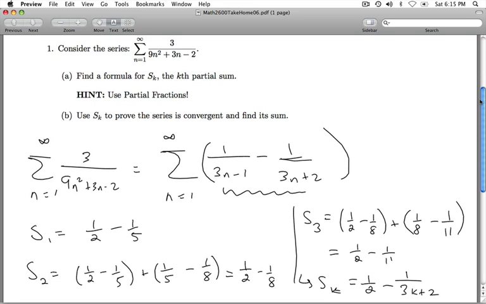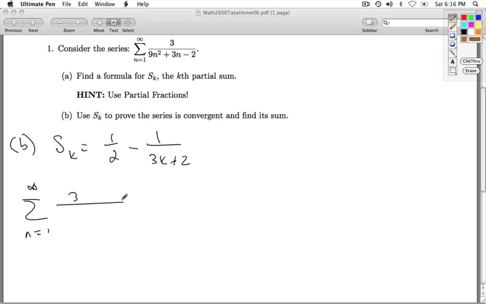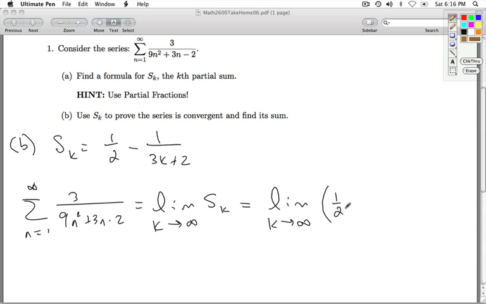So for part B now, we're asked to use this then to prove that the series converges. So Sk is 1/2 minus 1 over 3k plus 2. And so the summation n equals 1 to infinity of 3 over 9n squared plus 3n minus 2 is by definition the limit as k goes to infinity of the kth partial sum. That's the limit as k goes to infinity of 1/2 minus 1 over 3k plus 2.